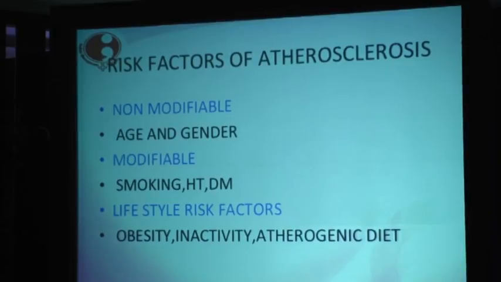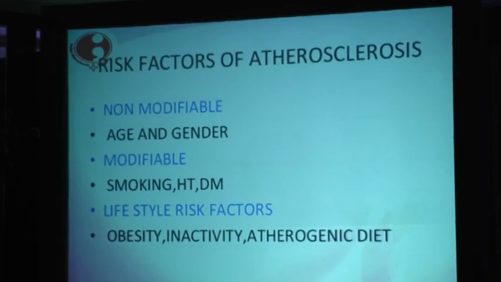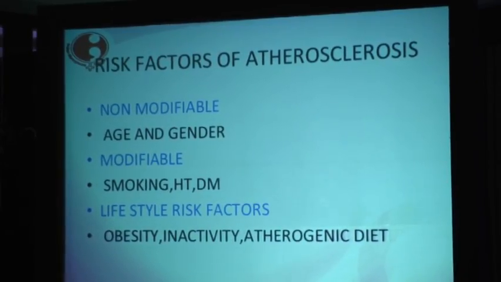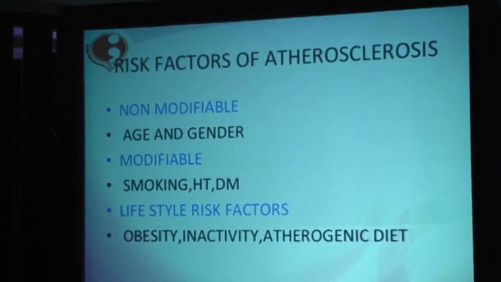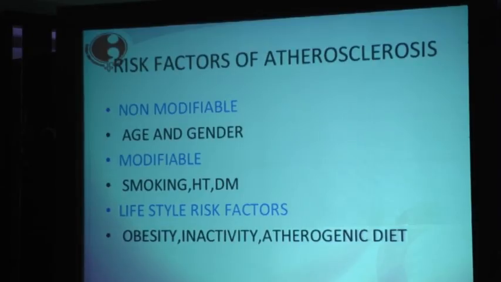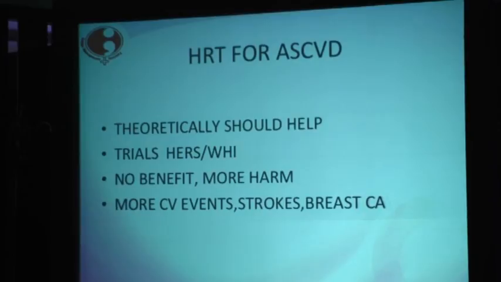A smoker is considered a risk factor even if he has taken one cigarette in the last 1 month. Then diabetes and hypertension are also considered very strong risk factors. Lifestyle risk factors include obesity, inactivity and atherogenic diet. These are the main risk factors for atherosclerosis. So we have modifiable and non-modifiable risk factors, and estrogen deficiency predisposes them, because whatever clock is there, that clock will be disturbed if we don't give them estrogen. But if we give them estrogen in the window of opportunity, then that clock is not going to be disturbed.